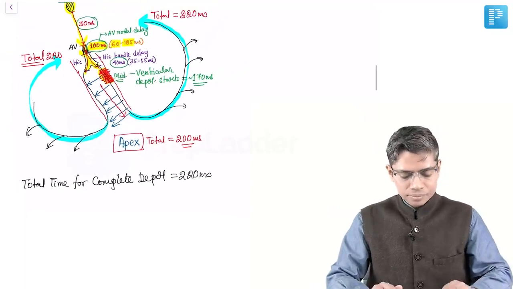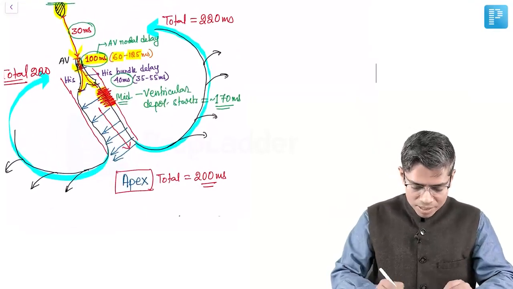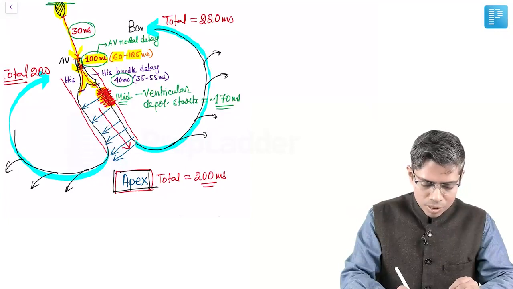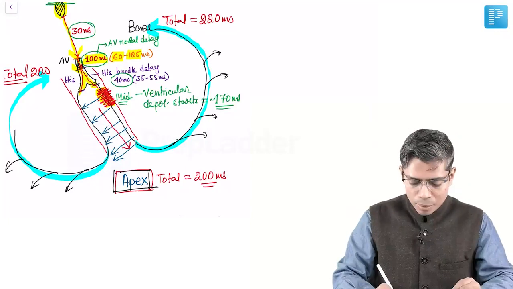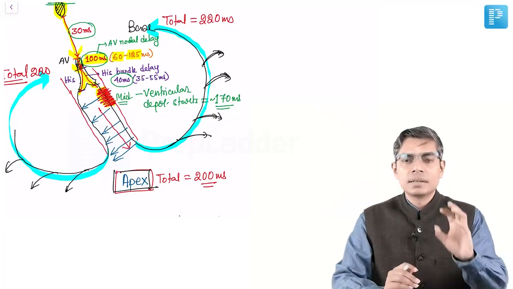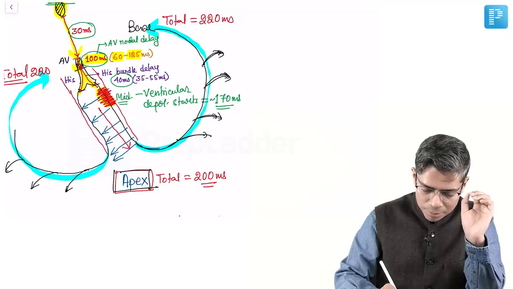Then you note down that when the impulse is traveling from this apex region towards the basal region or towards the base of the heart, the depolarization is occurring through Purkinje fiber, and we have already seen that Purkinje fiber is originating from this fascicle.